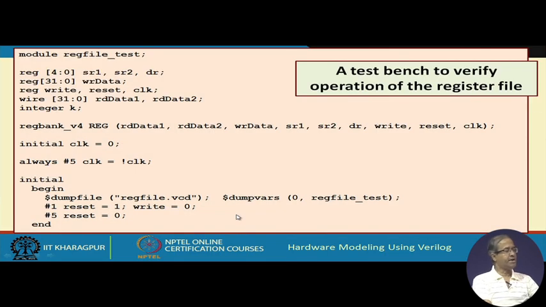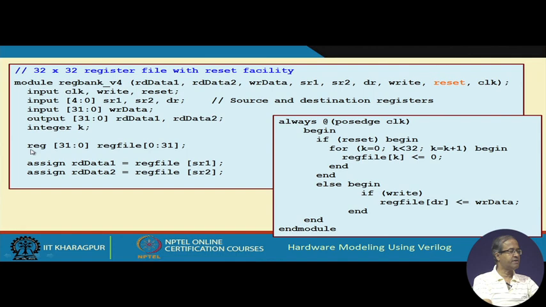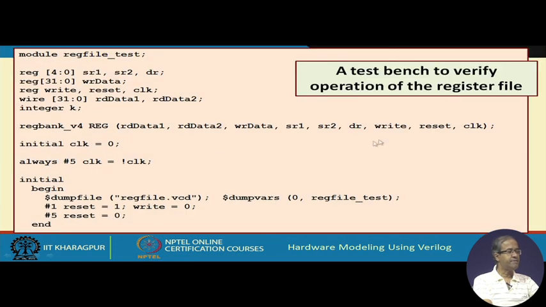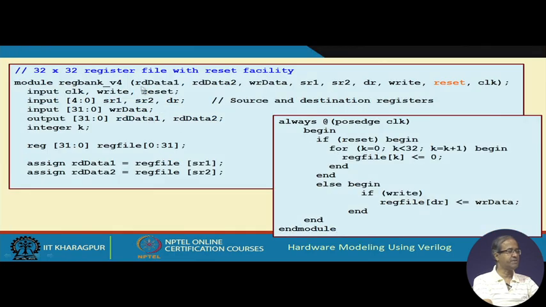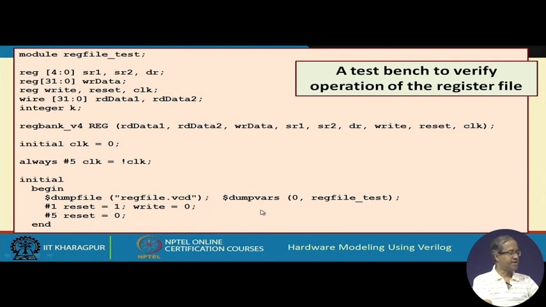Now, let us look at a test bench to verify the reg bank V4, which means we are just using the register bank with the reset facility, the last example that we took. Let us write a test bench for it. So, what we have done, let us see. We have instantiated the register bank, we have given it the name reg. We have not changed the names, you can change the names if you want.